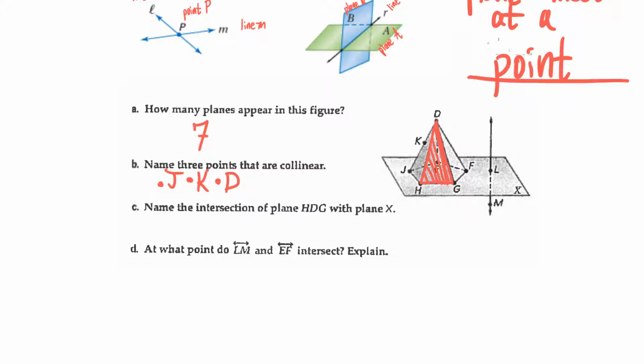Does plane HDG meet up with plane X at point G? Yes. Does it meet at this point between H and G? Yes. What about that point? Yes. So it's actually every point between there. So where do that plane and this plane meet up? At line HG. I know somebody said the correct answer a second ago. I was just trying to get other people there.